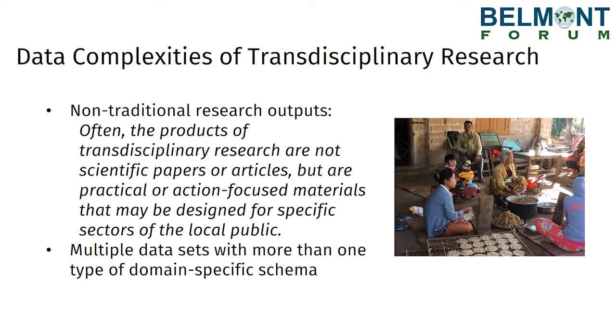An example of this could be when a weather scientist works with a social scientist to produce a population resilience report. In addition, since transdisciplinary projects often include research from multiple disciplines, teams can produce multiple data sets with more than one type of domain-specific schema. It's important that the connections and interactions between these data sets be documented clearly to enable transparency and reproducibility, and of course, reuse by future scientists.